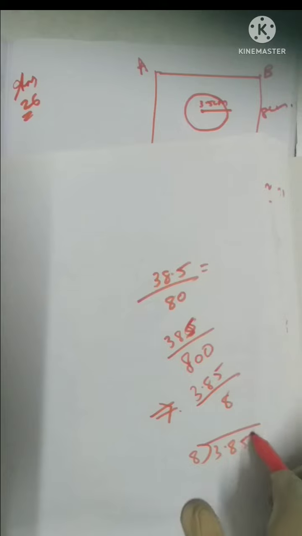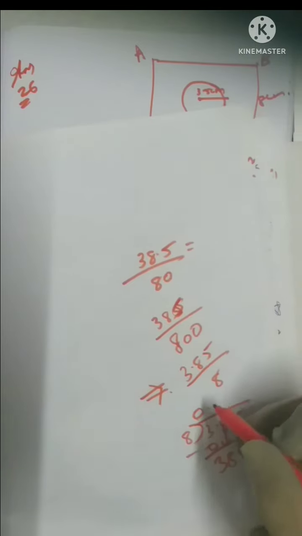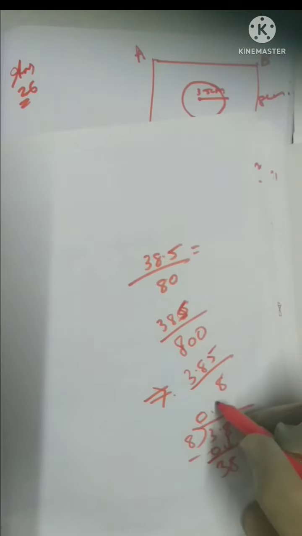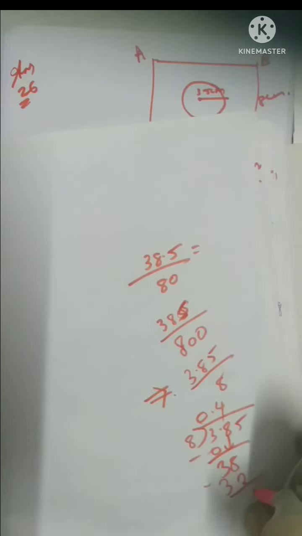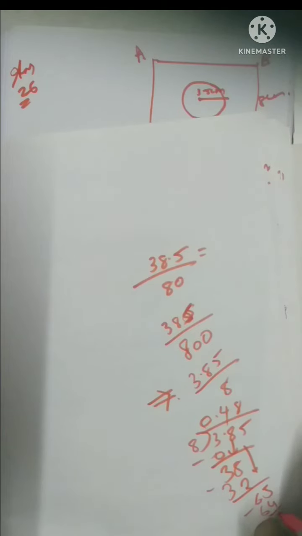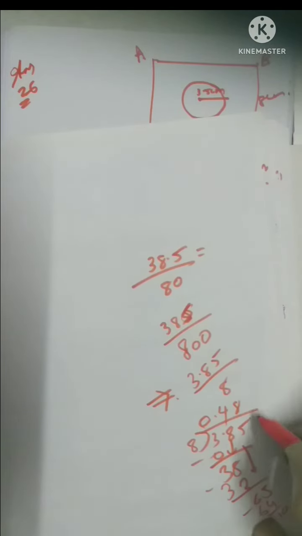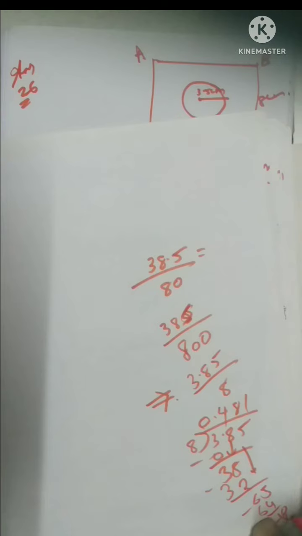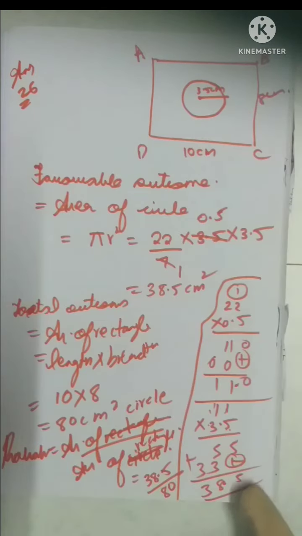8 outside, 3.85 inside. 8 zeros are 0. 3 as it is, point is there. 8 as it is. 8 6 are 42. 8 5 are 40. 8 4 are 32. 8 minus 2 is 6, 5. 8 8 are 64 we have. 5 minus 4 is 1, 0. 8 1s are 8. So we have 0.481. So what is the answer we got?